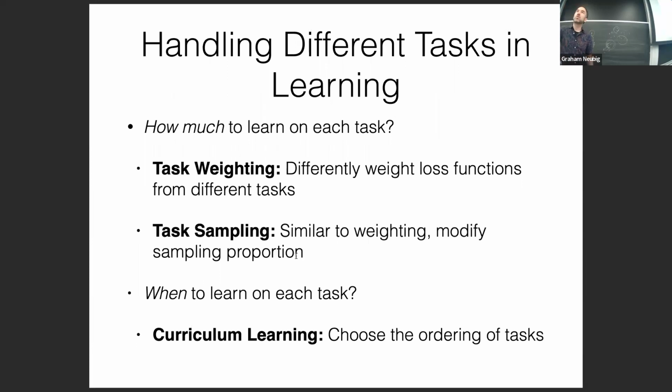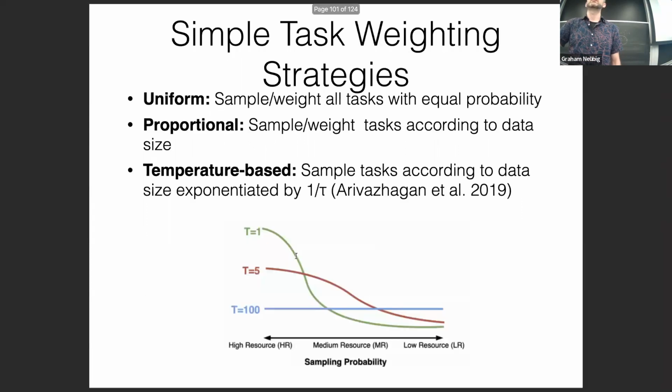Then the other question is when to learn on each task. This is often referred to as curriculum learning, choosing the order of tasks appropriately so you do well at the end of the training. Pre-training and fine-tuning is one variety of curriculum learning. It's a very specific variety of curriculum where you start out with one task and then follow with the other one. There are, of course, other methods for curriculum learning that you could use as well.